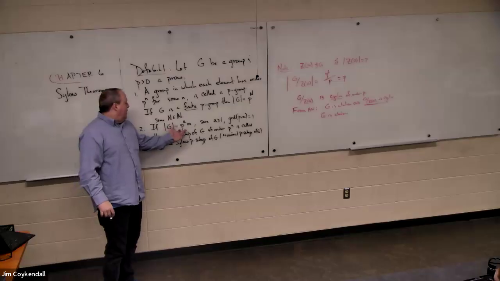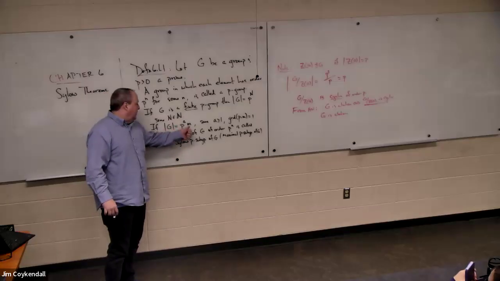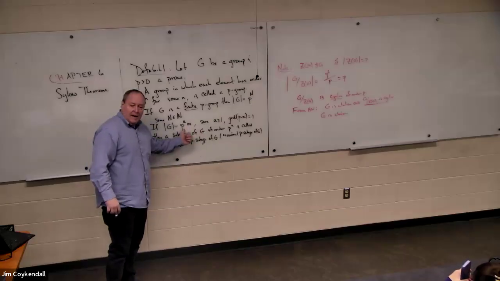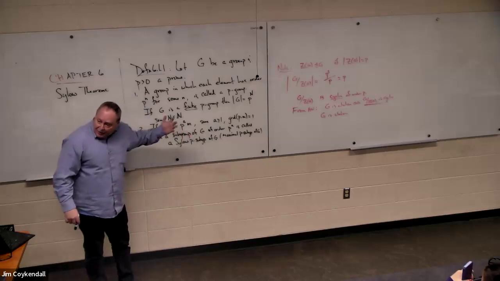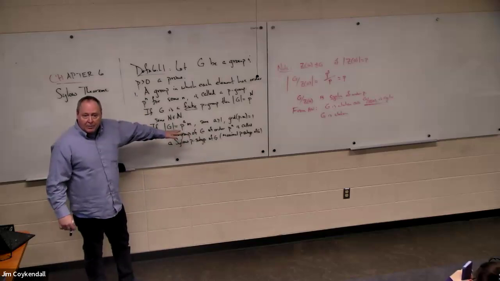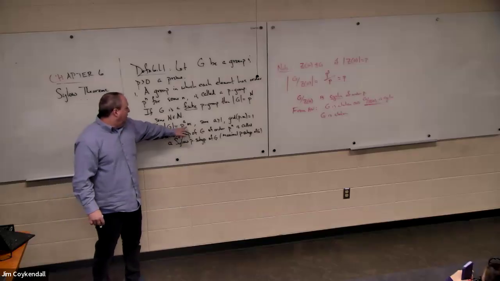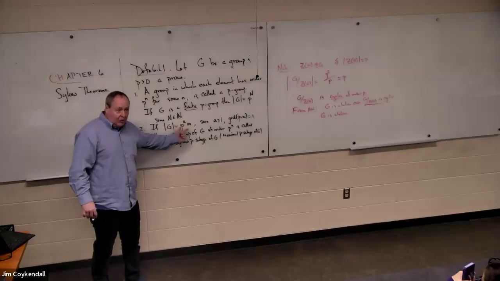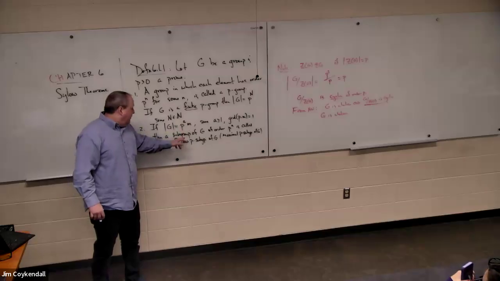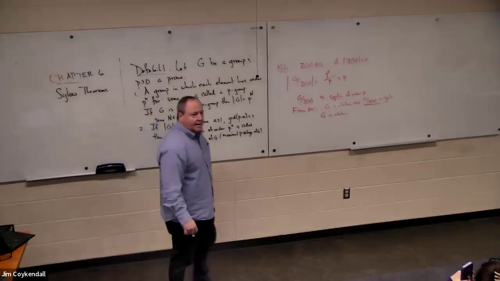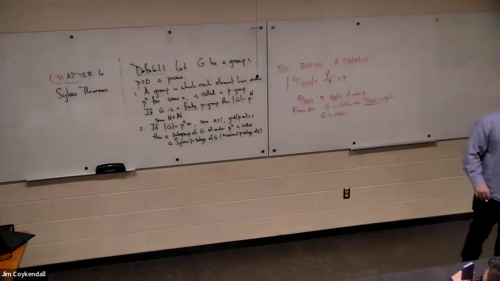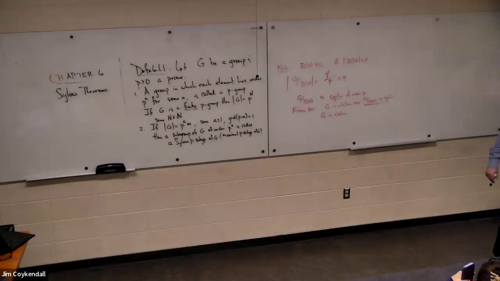So if you have a group of order p to the a times m and you've exhausted all the powers of p that you can, any subgroup of G of order p to the a, and p to the a is the biggest power of p that a subgroup could have, right? Because any subgroup has to have order dividing this. So p to the a is as good as it gets, right? If you have a subgroup of order p to the a, it is called a Sylow p-subgroup of G. So it's a maximal p-subgroup.